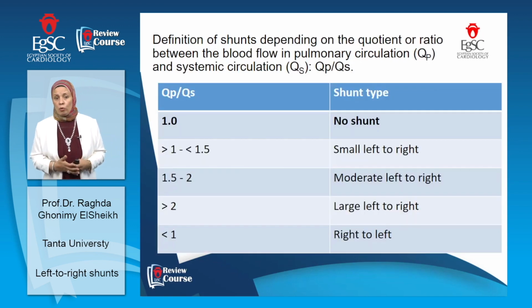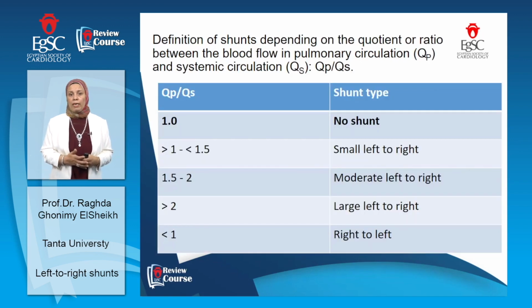And this is the conclusion of the shunt. We can correlate the direction of the shunt with the shunt flow. If the shunt flow, which means QP over QS, equals 1, this is normal, because normally the pulmonary flow equals the systemic flow, and this means I have no shunt. If this ratio becomes more than 1 but less than 1.5, I have a small left to right shunt. Increasing this ratio from 1.5 to 2 means I have a moderate left to right shunt. More than 2 means I have a large left to right shunt.